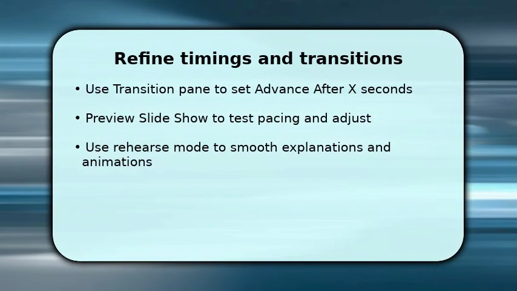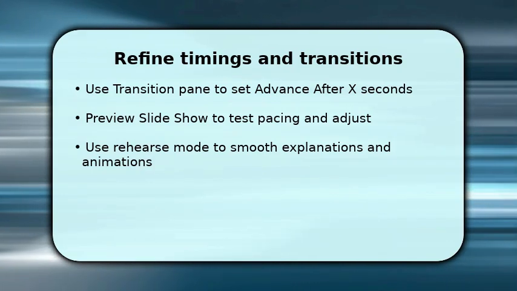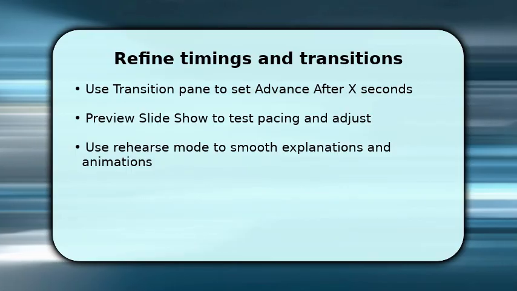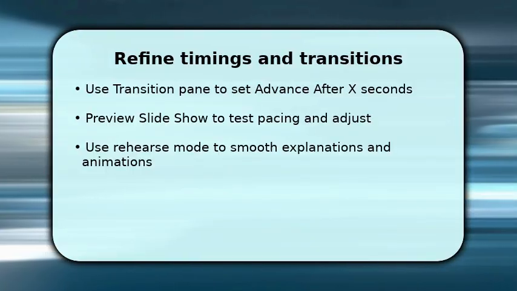You now refine pacing using the transition pane, select a slide, tick advance slide after, and type the seconds you want. Use transitions sparingly so timing feels natural, and test with slide show preview to hear how one slide flows into the next. If animations are involved, rehearse while triggering them so timings include animation delays.